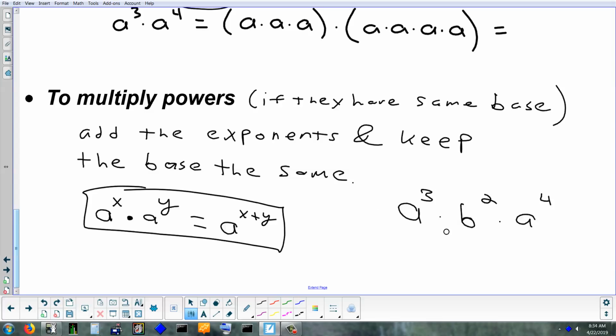If you had something like this, that could definitely be a final answer, because I don't see the same letter in different spots. I see a B here, I see an A here, but they're different. I can't combine them. So you should only have one of each letter in the final answer.